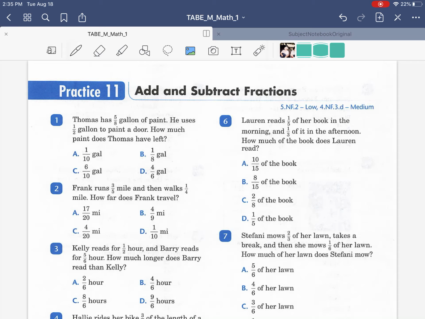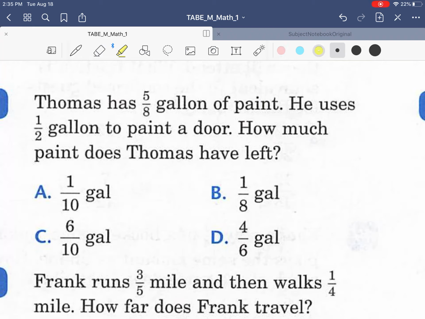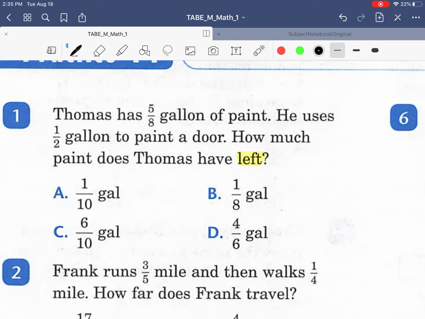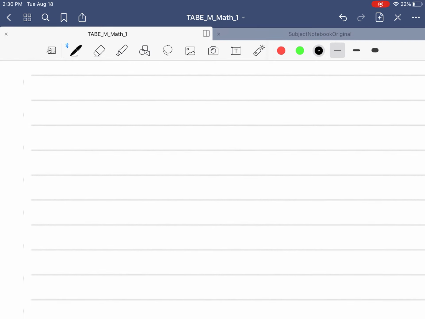Okay, the first question says, Thomas has 5/8 a gallon of paint. He uses a 1/2 gallon to paint a door. How much paint does Thomas have left? Now, I do want you to notice the word left because that tells me to subtract. So my problem is 5/8 minus a half. And let me turn over here to my notebook paper and I'll do that problem for you.